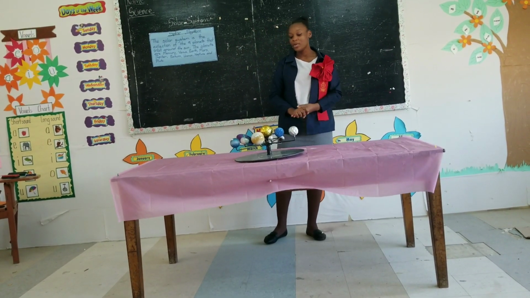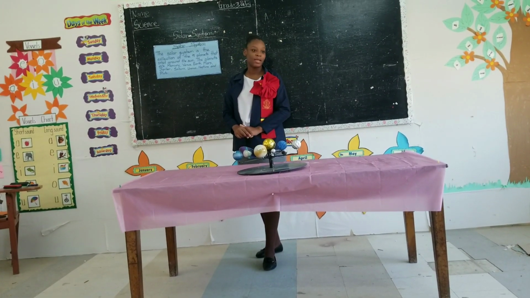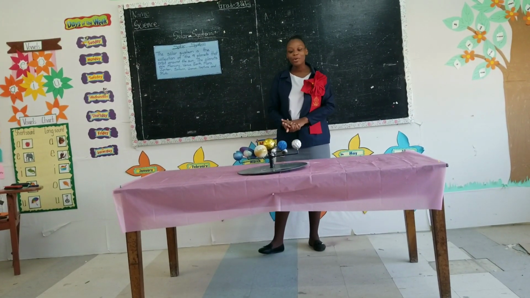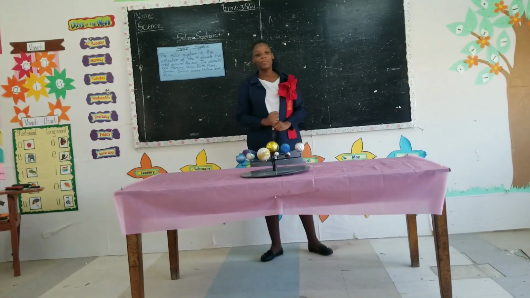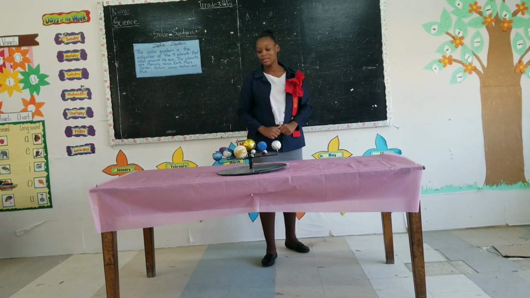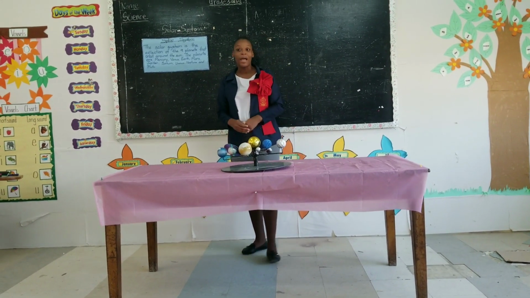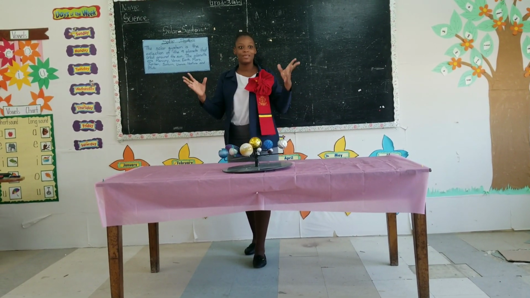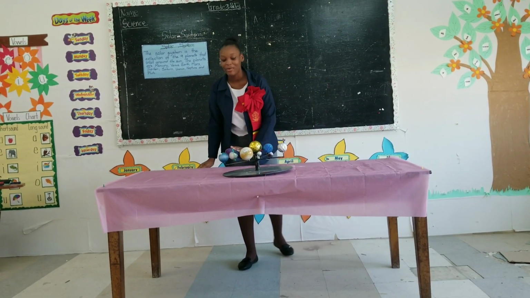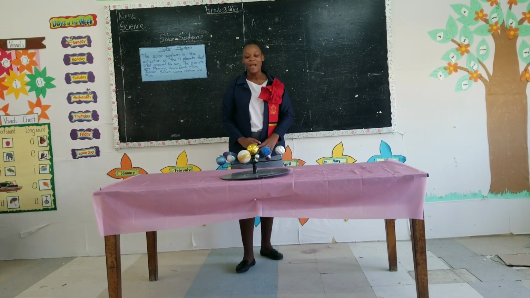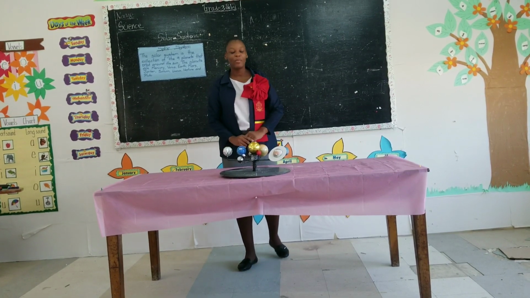Can anyone tell me what's the farthest planet away from the sun? Yes, Jasmine? Very good, Pluto is the farthest planet away from the sun. Can anyone tell me the planet that has a ring around it? Very good, Saturn has the ring around it. And now, boys and girls, this is a very important question. Can anyone tell me which planet we live on? Very good, we live on planet Earth.